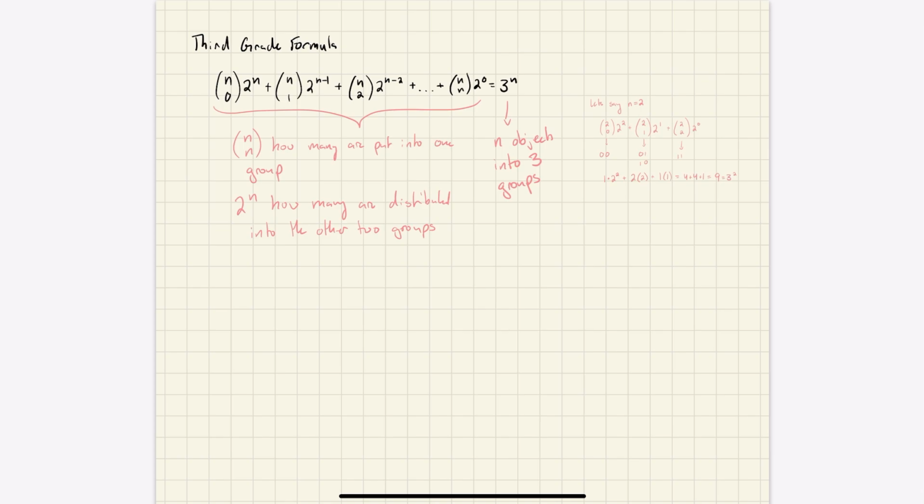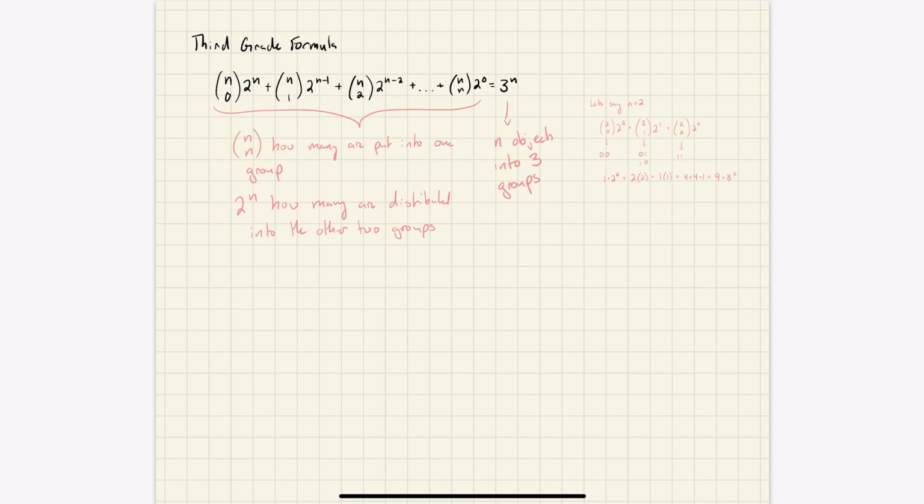Now the left side takes a different approach, where instead we think of it as putting a certain amount of objects into one group and then giving the rest of the objects to the other groups. So the binomial coefficient on the left side is how many options there are for putting objects into one group.